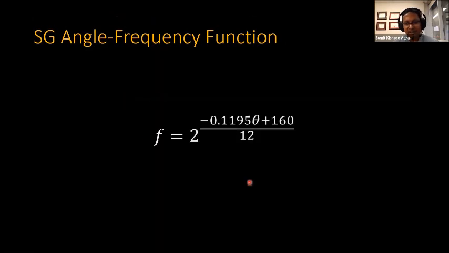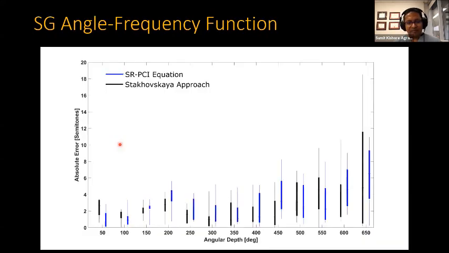And this is the function that we end up with for the spiral ganglion. If we look at our errors, again, this is a similar map comparing our equation to Stakhovskaya. We can see it's actually very similar. So we didn't really improve on her work looking at the spiral ganglion mapping.